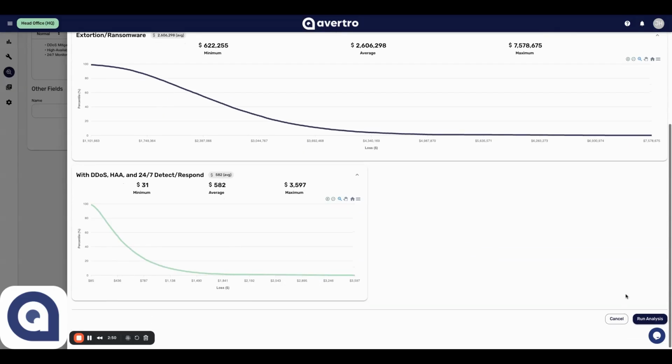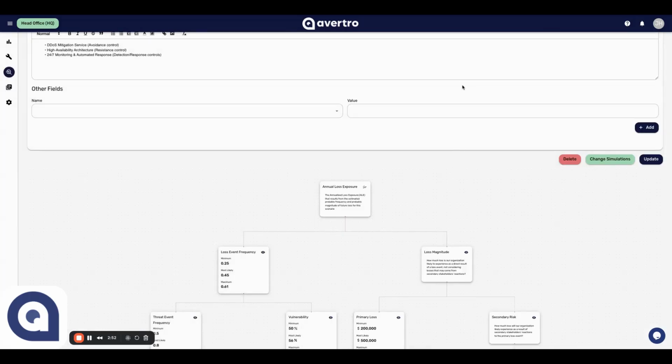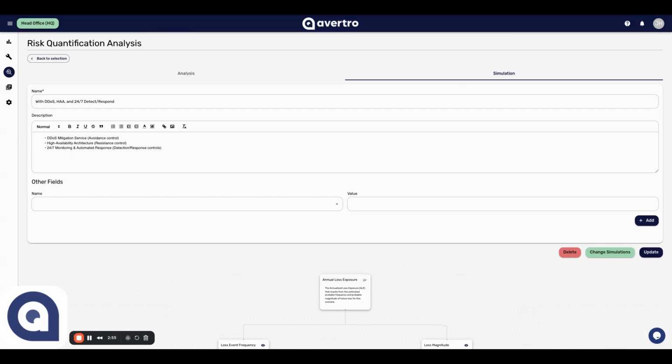And we can see we have these loss exceedance curves populated as standard and then with the mitigating controls as well. Now, this is incredibly useful in a cybersecurity context, particularly when it comes to managing and justifying budgets. It allows you to forecast where you can best spend your money and get the best return on investment from that.